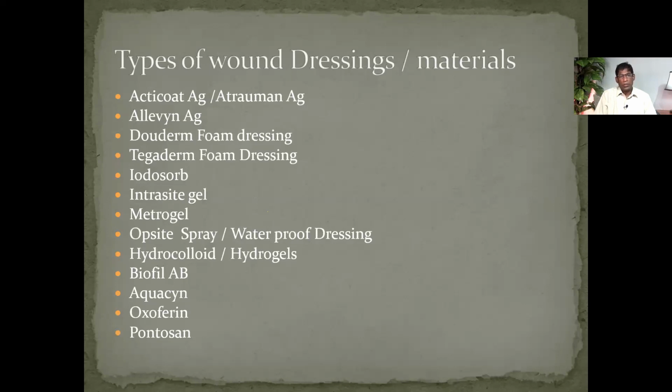One thing more about Acticoat: with these silver-containing dressings, you should not use normal saline because it reacts with silver. Therefore, you have to use water, and distilled water is ideal. You have to soak it with distilled water for about 2 minutes, then apply it on the wound. And you can keep it up to about 3 days.